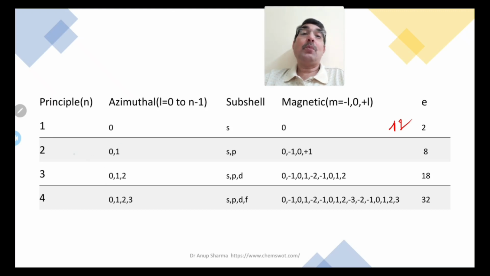When principal quantum number is 2, we have two values of L, 0 and 1. Why 0 and 1? Why not 2? Because it is n minus 1. So 0 to n minus 1, and 2 minus 1 is 1.